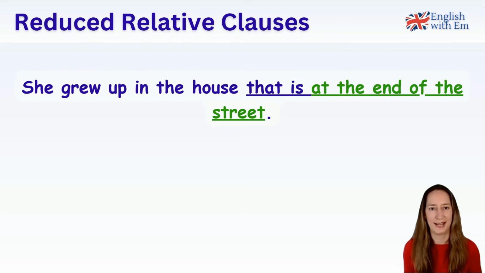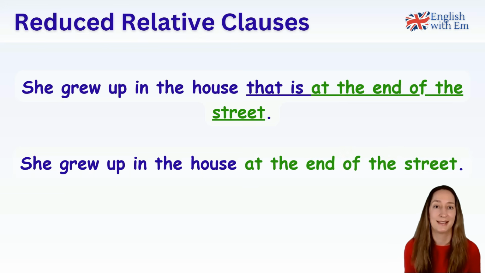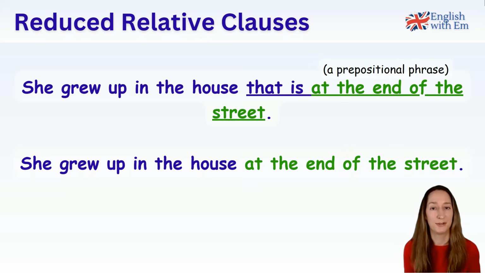She grew up in the house that's at the end of the street. Pause the video and think about your answer. She grew up in the house at the end of the street. So this is a prepositional phrase. We delete the pronoun and the verb to be.